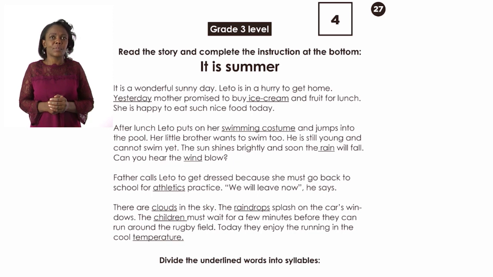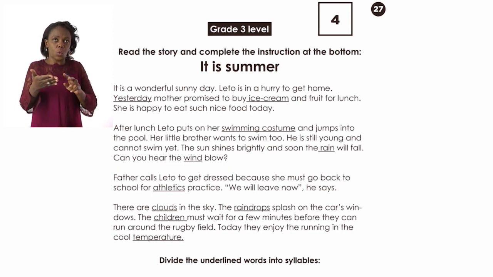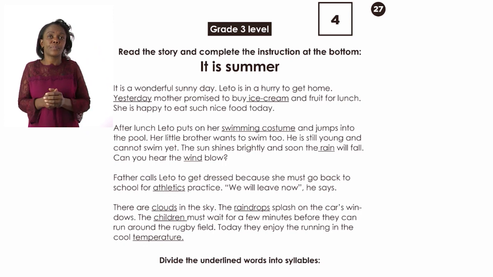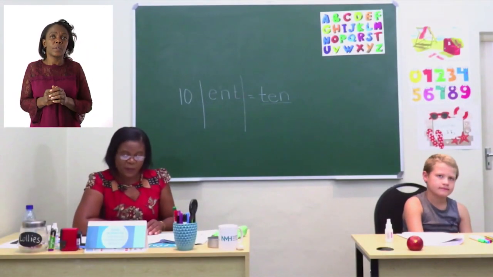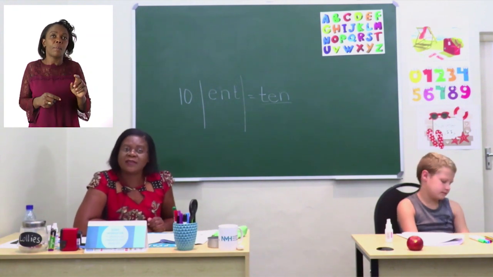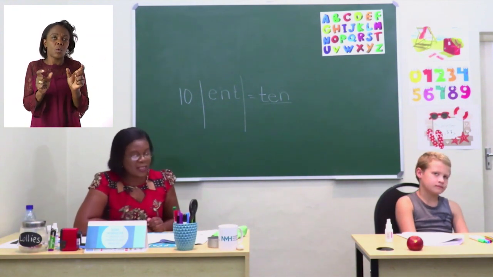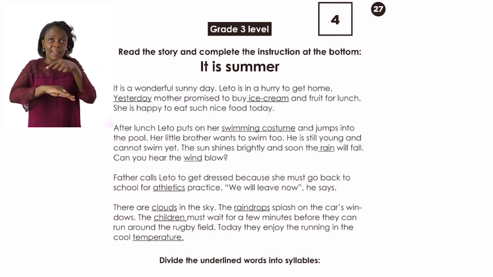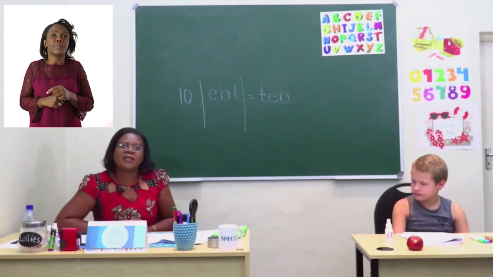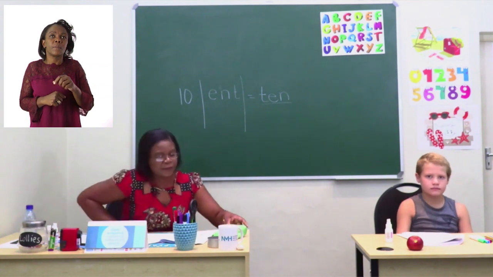Okay, we have read about summer. Now, what we are going to learn here is syllables. Now, we have the underlined words. We are going to look closely at the underlined words. But before I go through them, let me explain what a syllable is.